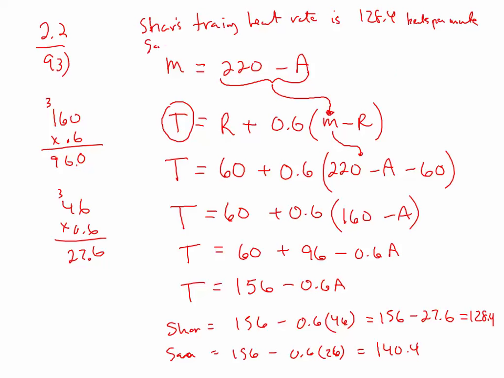And the same thing here, Sarah's training heart rate, with a lot of chicken scratch here. Sarah's training heart rate is 140.4, and then BPM, if you like, beats per minute. A little abbreviation. So let me read it so you guys can know the chicken scratch here. Char's training heart rate is 128.4 beats per minute. Sarah's training heart rate is 140.4 beats per minute.